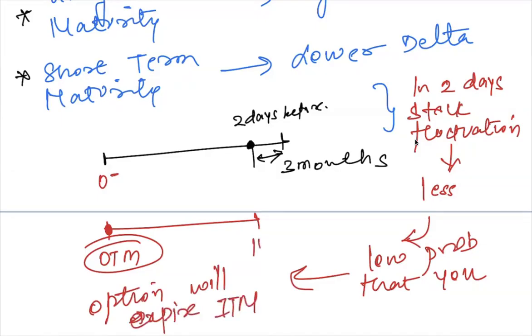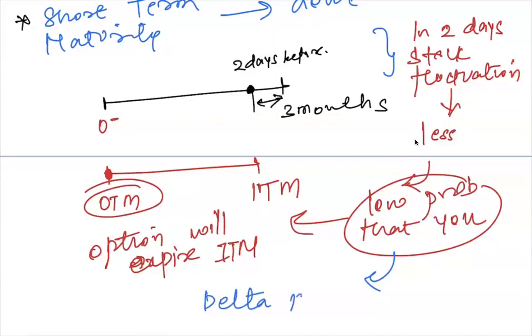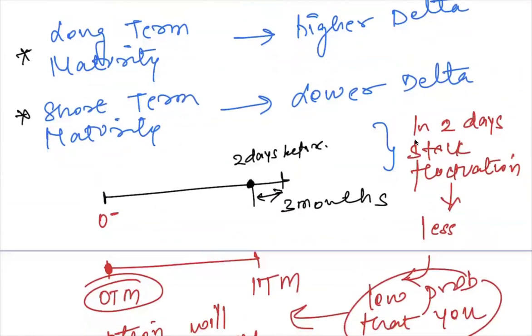So that's why we say that, because it has a lower probability. That's why we say that the delta is small for short-term maturity. Is this clear to everyone? Why for long term we see a higher probability, and why for short term we see a lower probability?